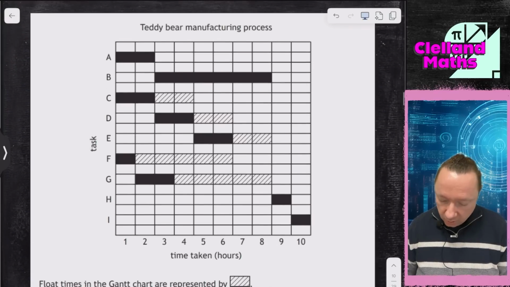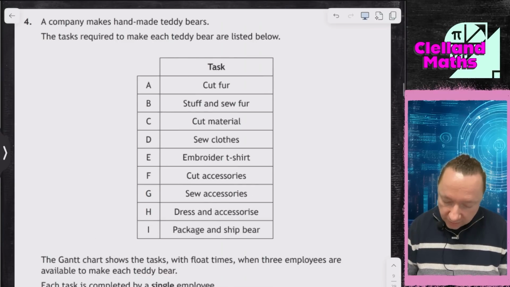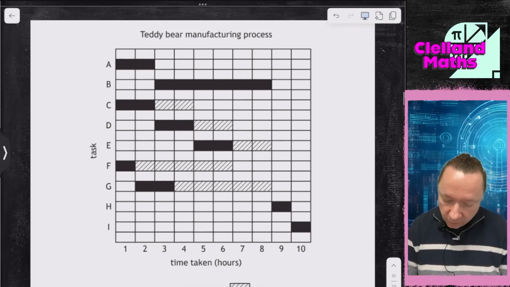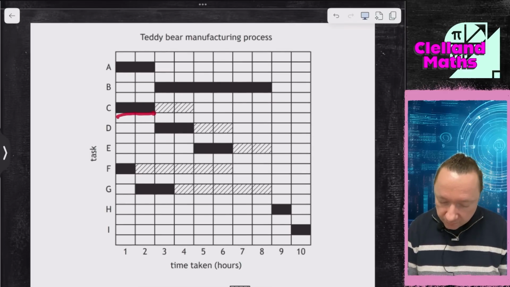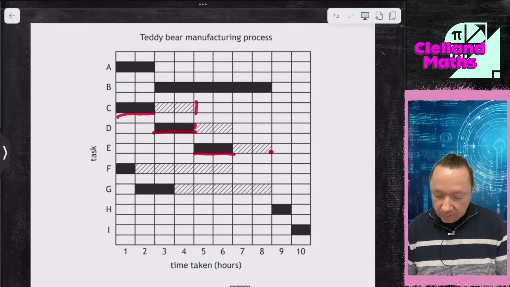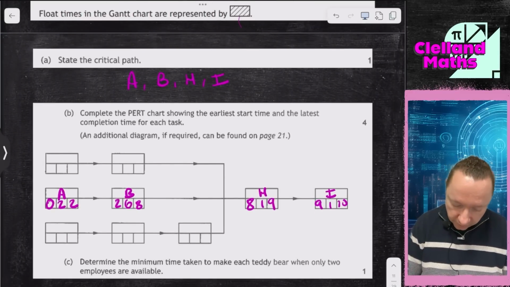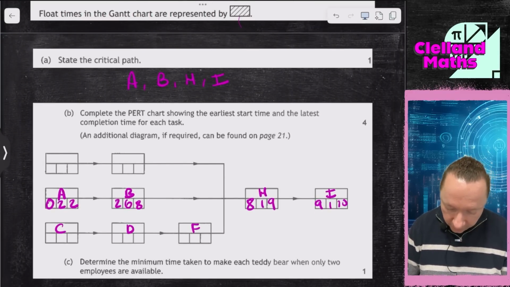Looking at the other ones, we have to have a continuous path. So we can actually look at our tasks as well. Cut materials, sew clothes, embroider t-shirts seem to go together. Cut accessories and sew accessories seem to go together. And does that agree? Well, if I look at C, we've got C, have some float time, but that's fine. D, E, but then the float time, because A and B lead into that already, so we need it to end there. So that's right, C, D, E, H, I. So we can put C, D, E, H, I.